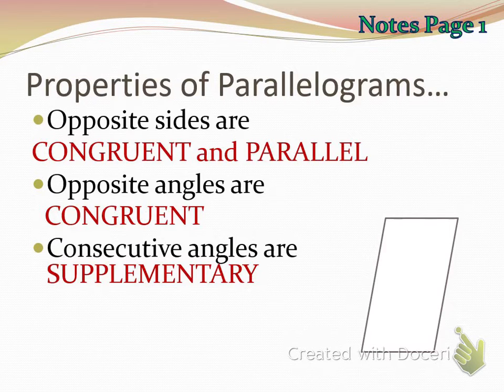Consecutive angles are supplementary. The last one deals with the diagonals. What do we know about the diagonals? They bisect each other. So this diagonal would be congruent to this diagonal, or this, and then this one would be the same length as this one. The two diagonals cut each other in half.